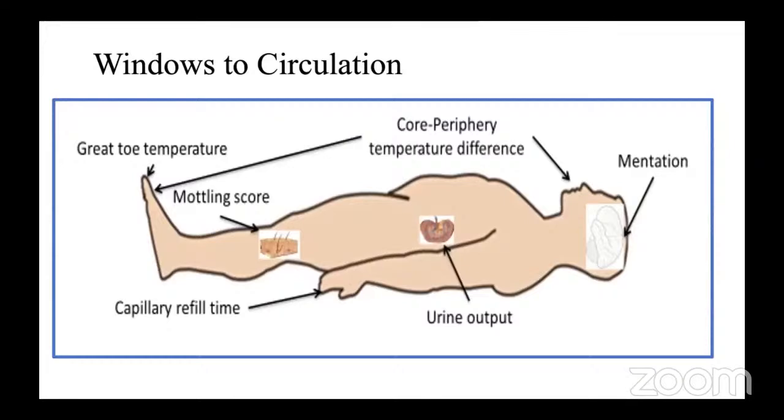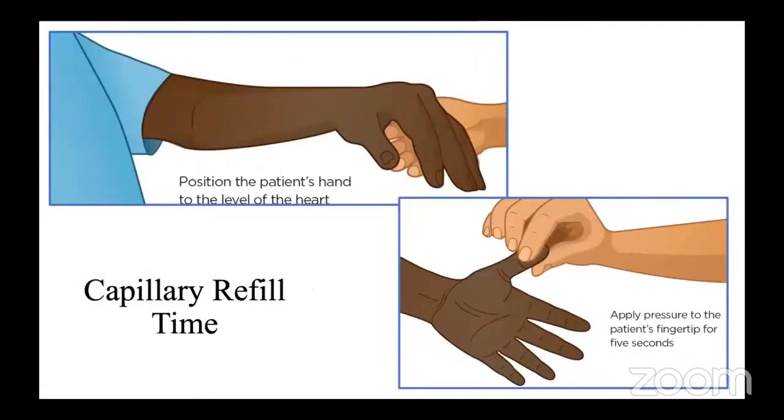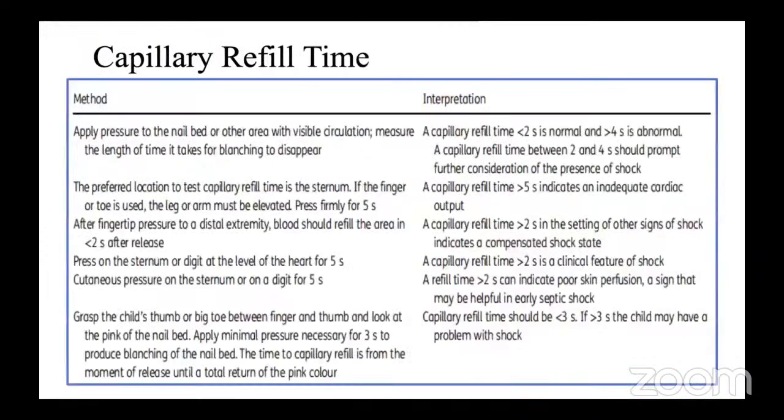You can look at the mottling score or the skin color changes around the knee and capillary refill time, and urine output has been termed as the poor man's cardiac output. So how to perform the capillary refill time examination? Position the patient's head at the level of the heart. Apply pressure to the fingertip for 5 seconds, and after releasing pressure, the fingertip which is blanched should perfuse within 2 seconds.